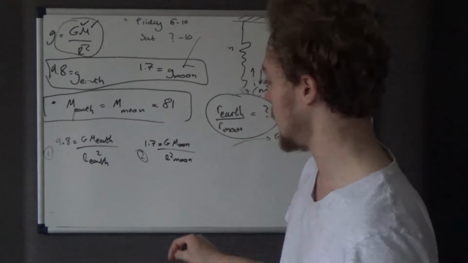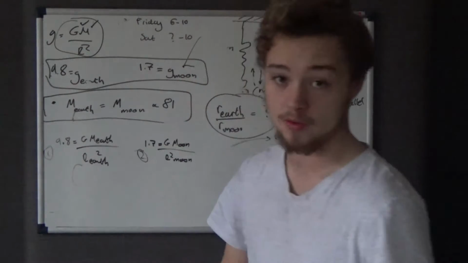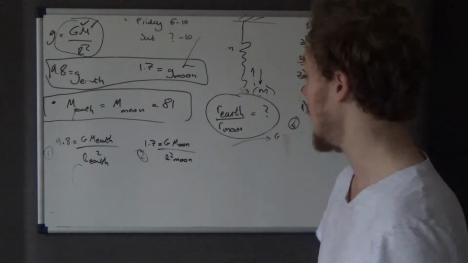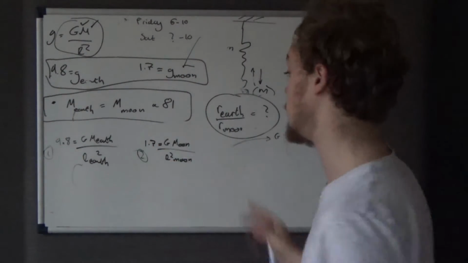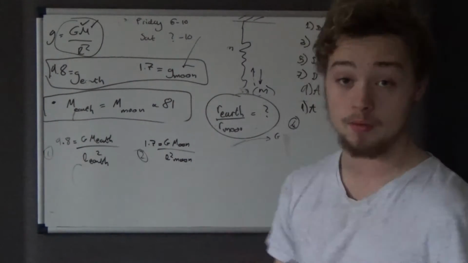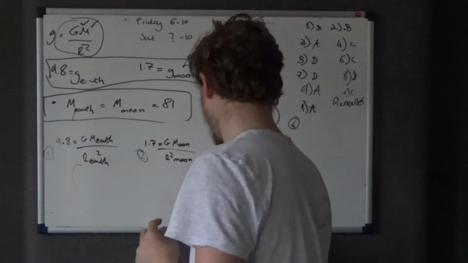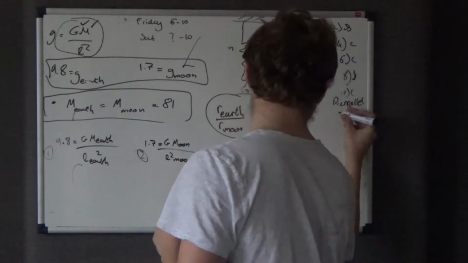Each equation, to get the subject of this one, the radius of the Earth, okay, so you're going to need to square root at some point, and then the radius of the Moon, again, you're going to need to square root at some point, and then put the two equations over each other, obviously the right way round, and that should get you your answer. You should get 3.7, which is answer A.